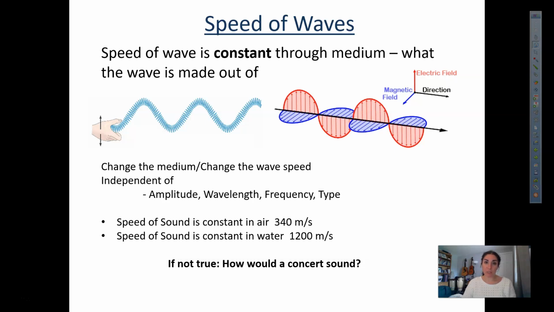Can you change the speed of sound? Sure. You can increase the temperature of air. That will change the medium. You can change the air to helium instead of air. I'm sure you've heard somebody do this or done it before.